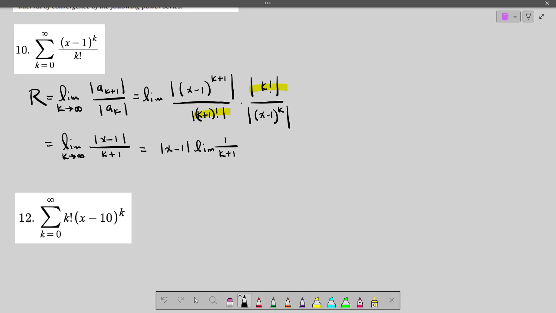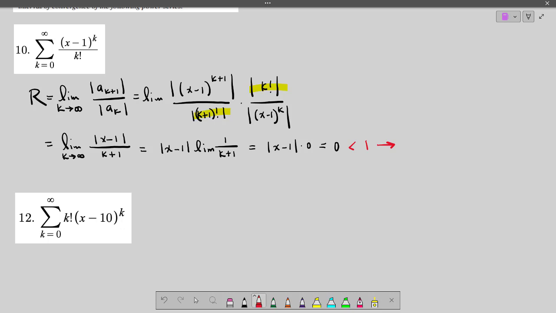And what is the limit of 1 divided by k plus 1 as k goes to infinity? 0. And what is 0 times x minus 1 in absolute value? 0. 0 times anything is 0. So now we're in the ratio test. Ratio test has the same conclusion as the geometric series. We have to compare this to 1. This is obviously less than 1, so what is our conclusion? Convergence, right? Geometric series less than 1 is convergence.